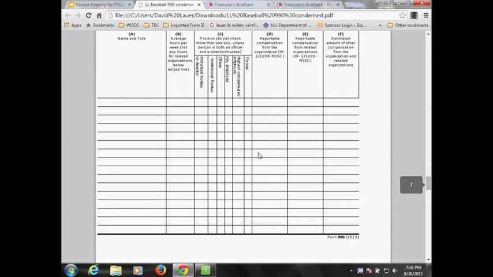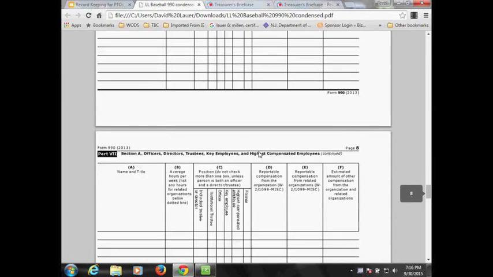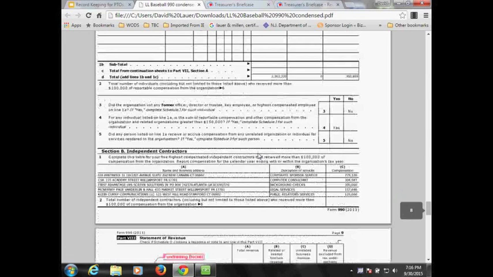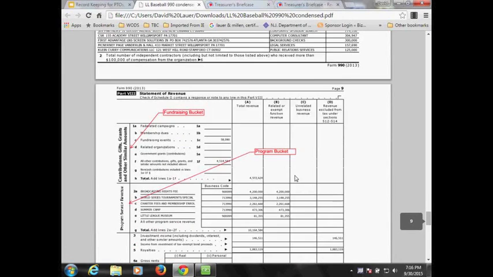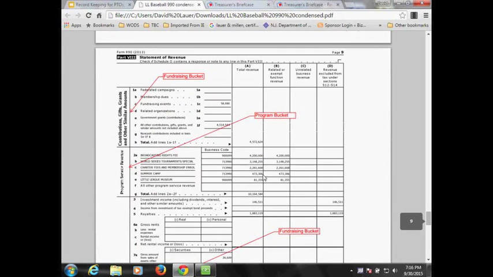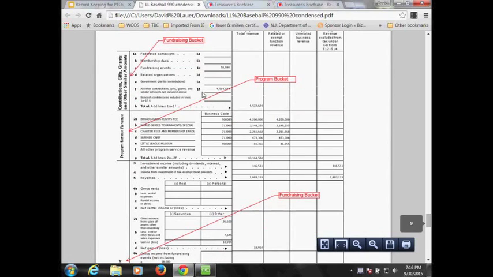In fact, there were so many officers, they had to attach an addendum with the information. A good example of other information you get: their largest vendors, Little League Baseball's largest vendors and how much was paid to them. But here is the section I highlighted for you. I just want to show you, this is a statement of revenues, and you can see how our concept of buckets plays out on this statement of revenues.